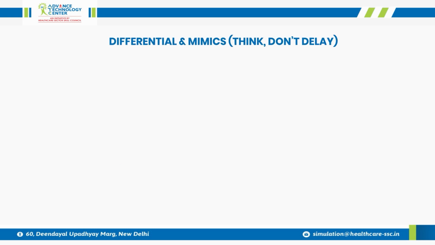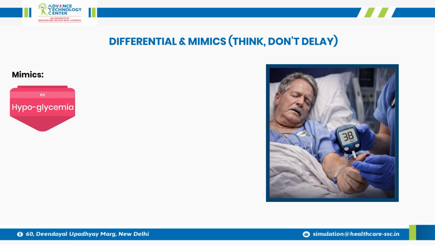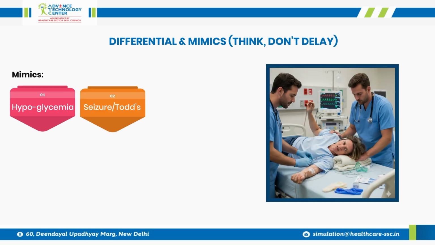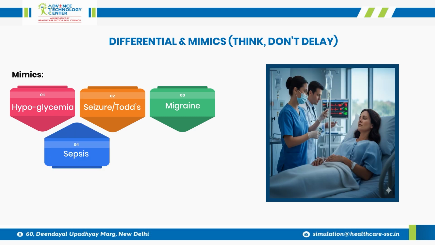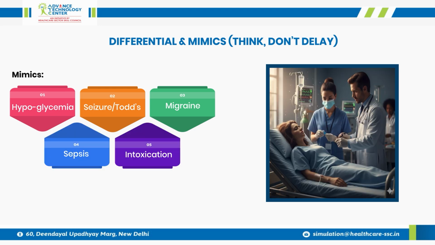Differential and mimics. Think, don't delay. Think about common mimics: low sugar, post-seizure weakness, migraine, infection, or intoxication. But do not let that delay imaging. It's safer to rule stroke out quickly than to miss a narrow treatment window.